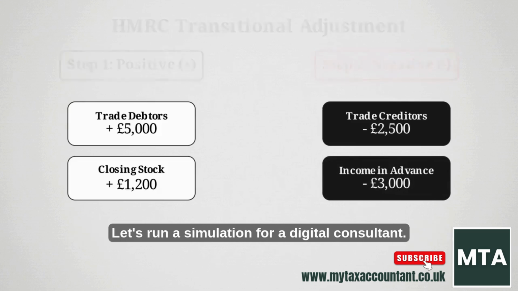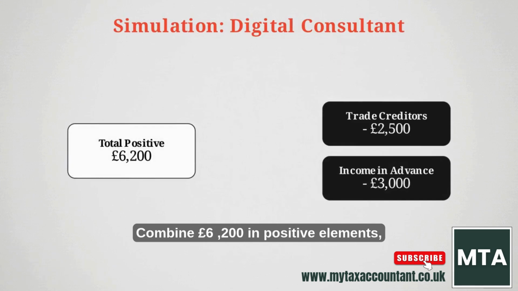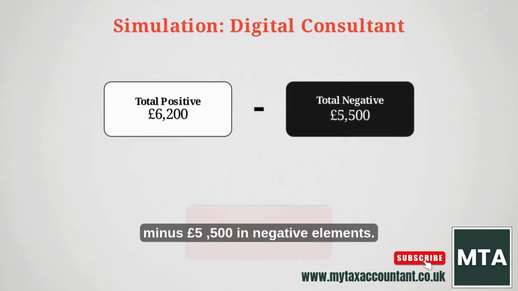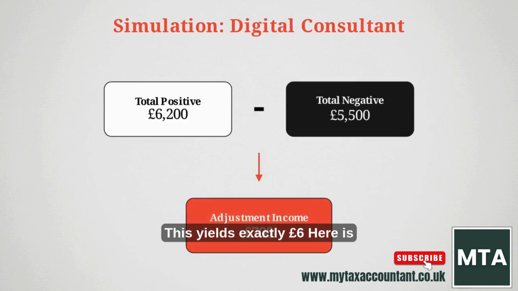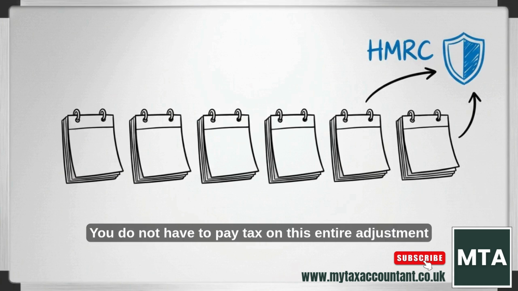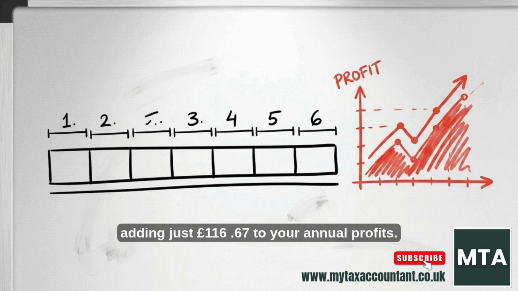Let's run a simulation for a digital consultant. Combine £6,200 in positive elements minus £5,500 in negative elements. This yields exactly £700 in adjustment income. Here is a helpful provision from HMRC. You do not have to pay tax on this entire adjustment in year 1. You can spread it evenly over 6 years, adding just £116.67 to your annual profits.